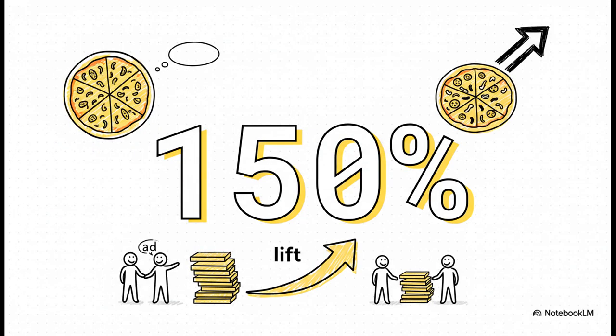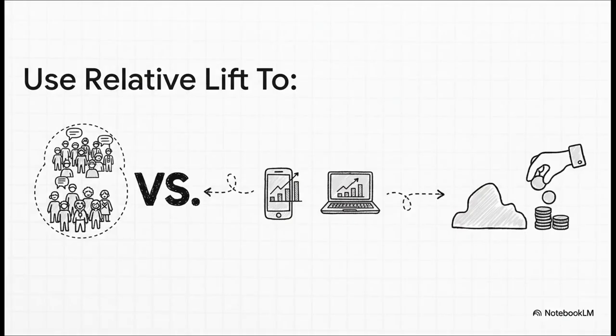So for our pizza shop, the relative lift is, wait for it, a massive 150%. I mean, that sounds amazing, right? And it is. It means the group that saw your ad bought 1.5 times more pizza than the group that didn't. That is a huge difference in performance between the two groups. And that is why this metric is so useful for day-to-day stuff.